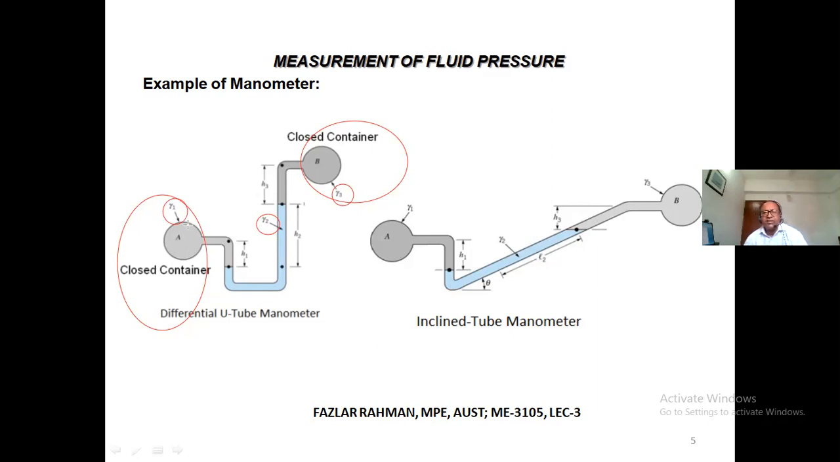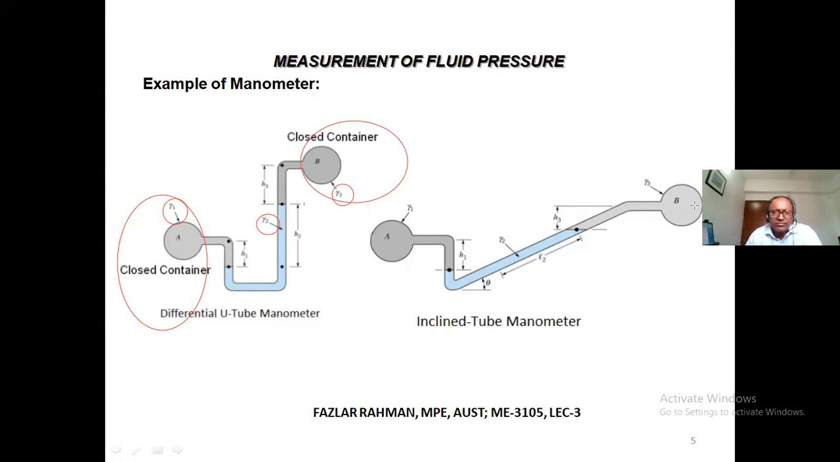On the right side, you see in the figure the tube is inclined, but it looks like the same one. It will measure the pressure difference between two tanks. But why is it inclined? Sometimes you like to put a manometer between two vessels, but there is not that much space in the vertical direction. So you might have to put the tube inclined.